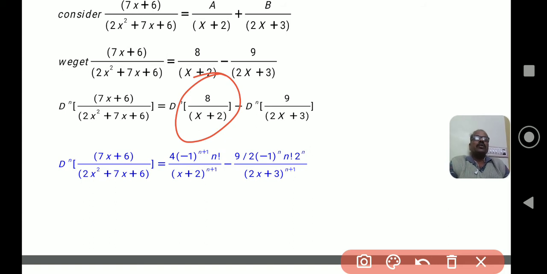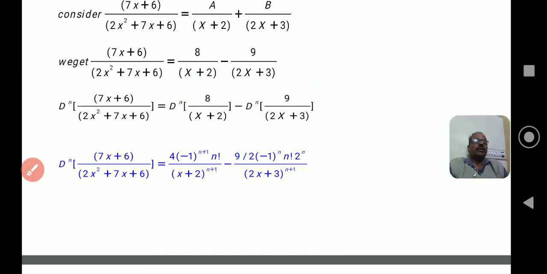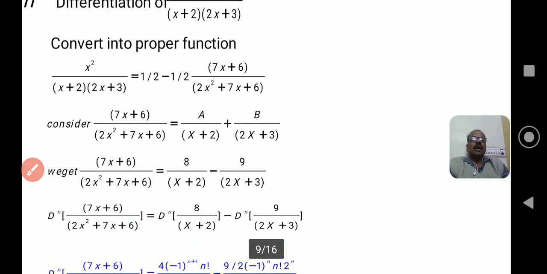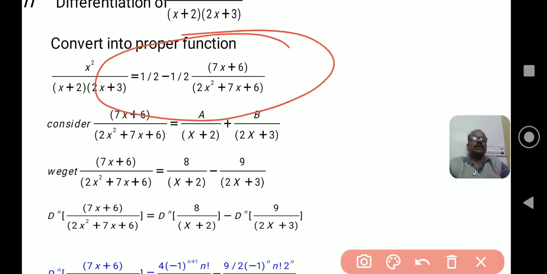Minus 1 to the power of n, because we wrote it as a negative power, that is the reason. Now n factorial, how many times you find n factorial, over the denominator x plus 2 whole to the power of n plus 1. Here also the same thing, 9 by 2 means it is 1 by 2. Finally, we have the result. Actually, you are writing the nth derivative for this result. 1 by 2 is a constant, it is 0.